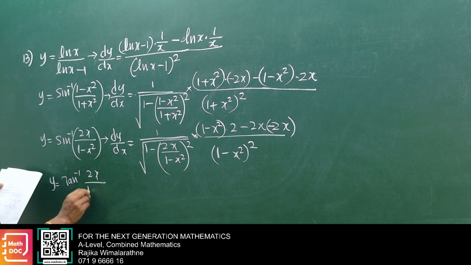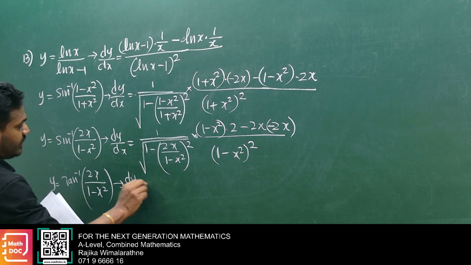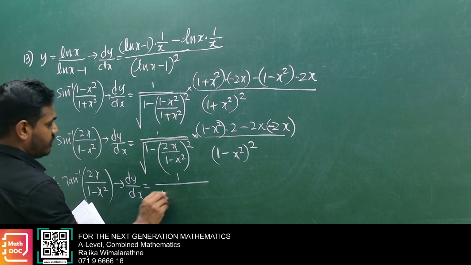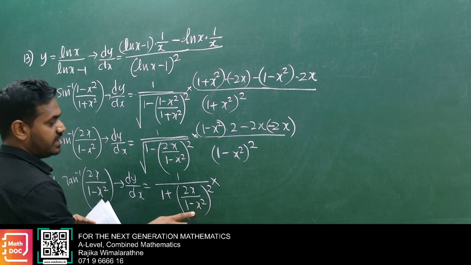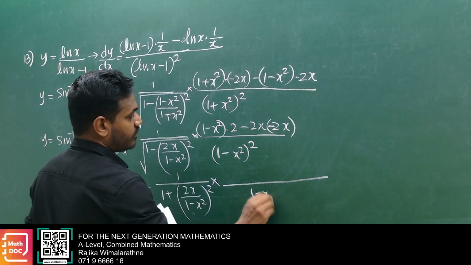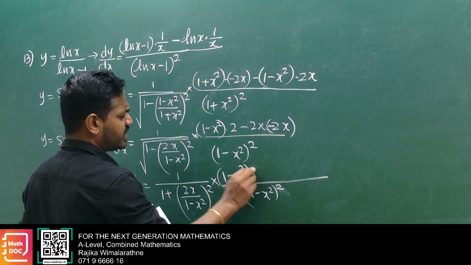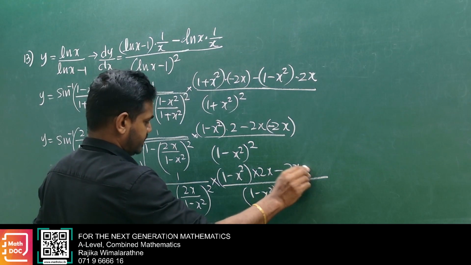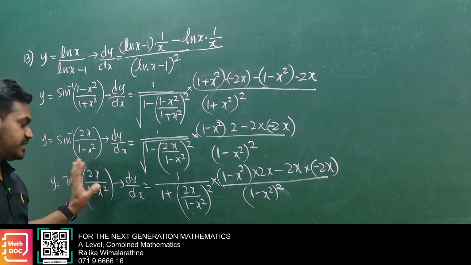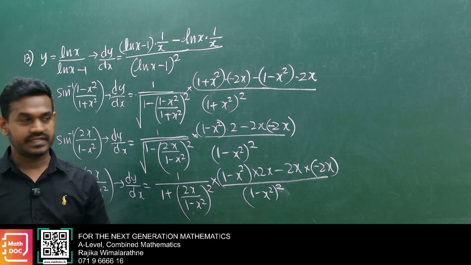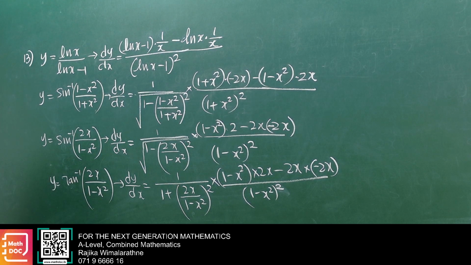Tan inverse of 2x over 1 minus x squared, dy by dx is 1 over 1 plus 2x over 1 minus x squared to the power 2, again division, 1 minus x squared to the power 2, 1 minus x squared times 2x, 2x times minus 2x. Tan inverse derivative, then inside function division, derivative of division. That is question number 16.